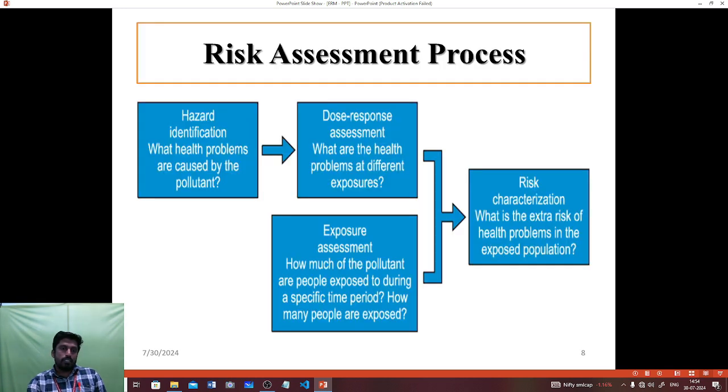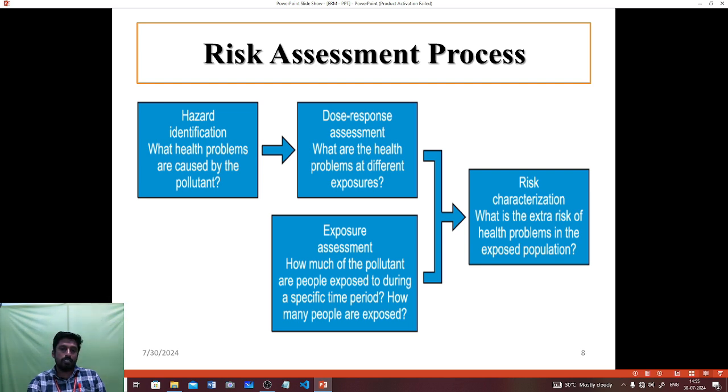Next is the risk assessment process. How do we assess the risk, and also manage the risk? The first one is hazard identification, which defines the scope or definitions: what health problems are caused by the pollutant. First of all, we identify the hazards. What are the hazardous materials, and how do those hazards affect the environment or living organisms, and also aquatic animals and plantations? So first we do hazard identification of what is caused by the pollutant.